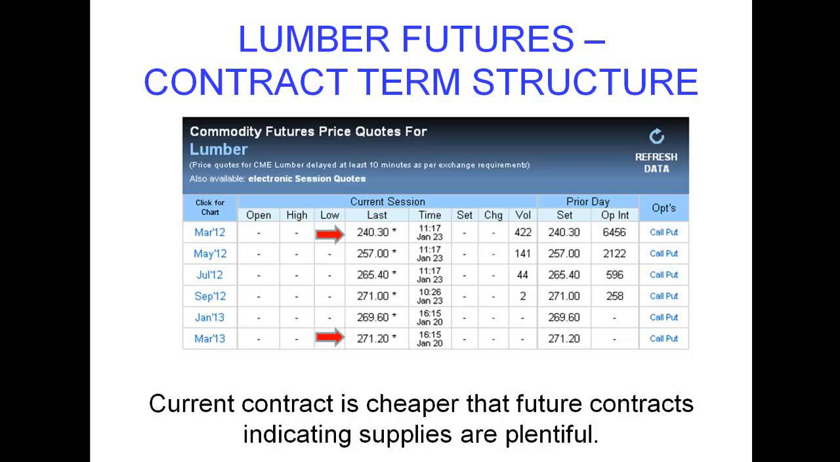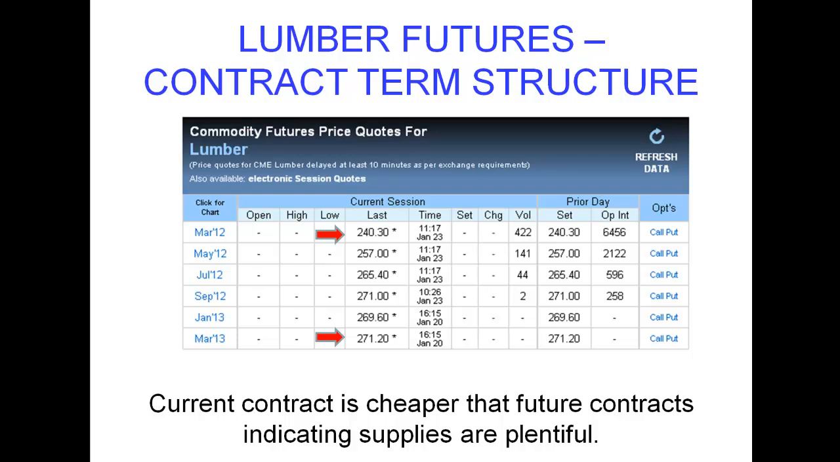Let's look at the term structure on this lumber contract. What we mean there is, what are the current prices and what are the prices going forward? The top red arrow is the current price. This is 110,000 board feet. If you're not familiar with the contract, it's really 2x4 framing lumber, $240.30 per 1,000 board feet. Current price, $240. Look at the year out price, $271.20.